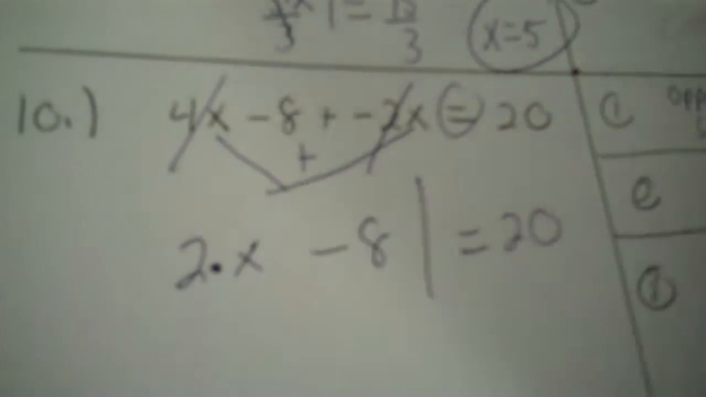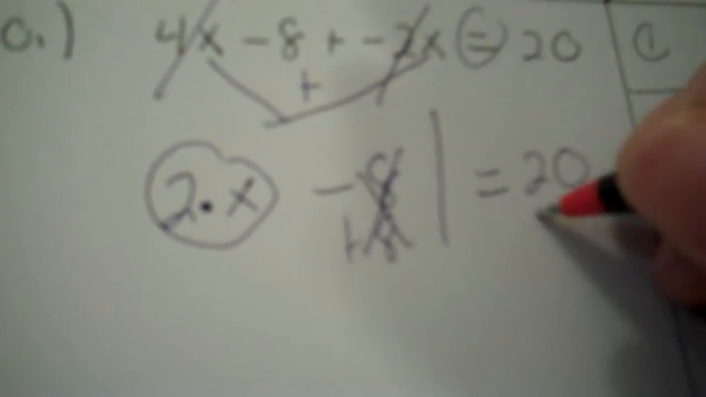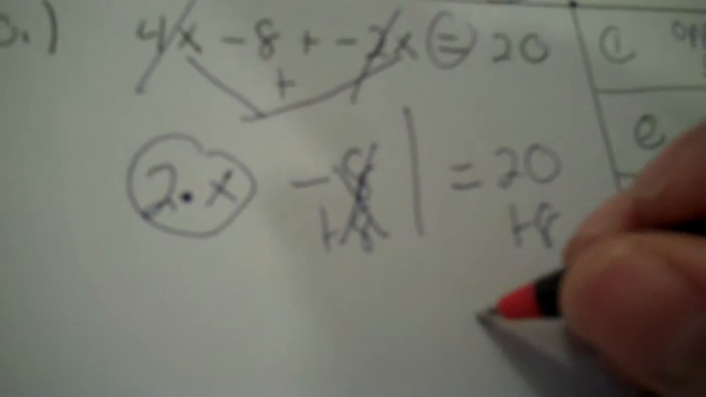Okay, now you get rid of the operations around the x. So you got times 2 and minus 8. I like to always circle the times. So we get rid of a minus 8 with a plus 8. We get rid of a times 2 with a divide by 2. Okay, 20 plus 8 is 28. We divide by 2. So 28 divided by 2 is 14. So x is equal to 14.